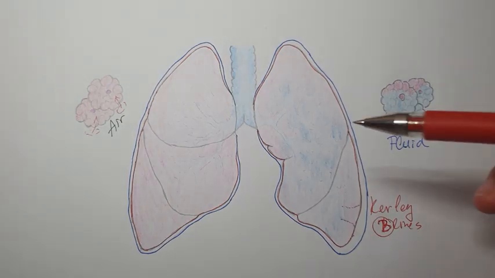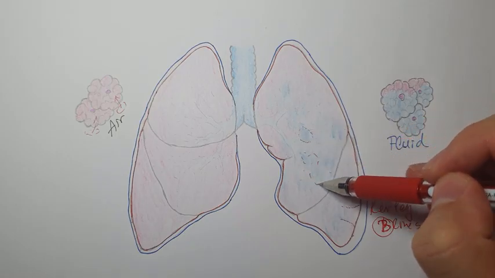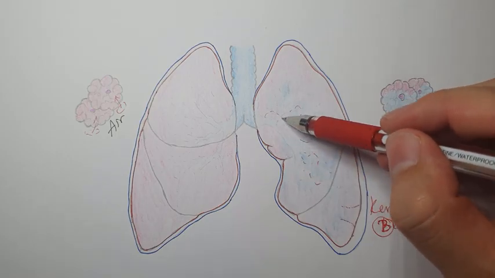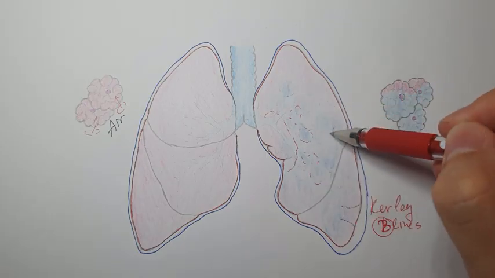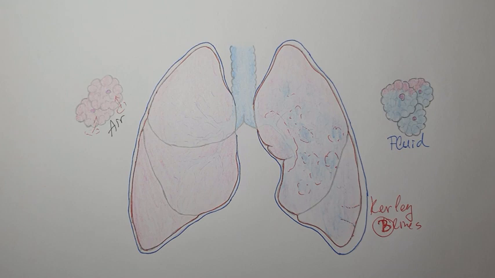Also, when we see patchy whitish opacities in the lung, hilar enlargement, that is also a characteristic finding that is associated with pulmonary edema.